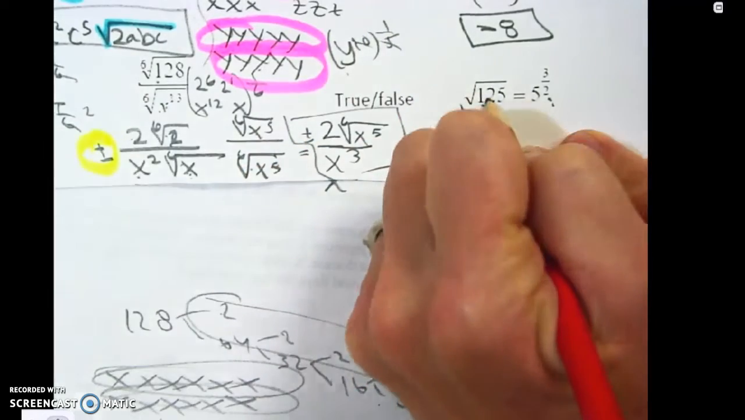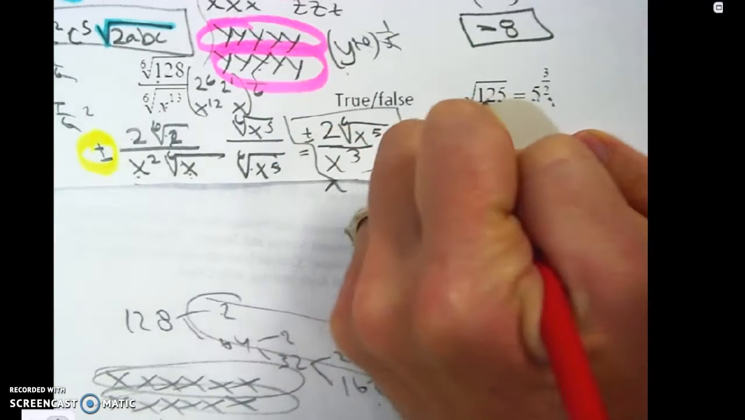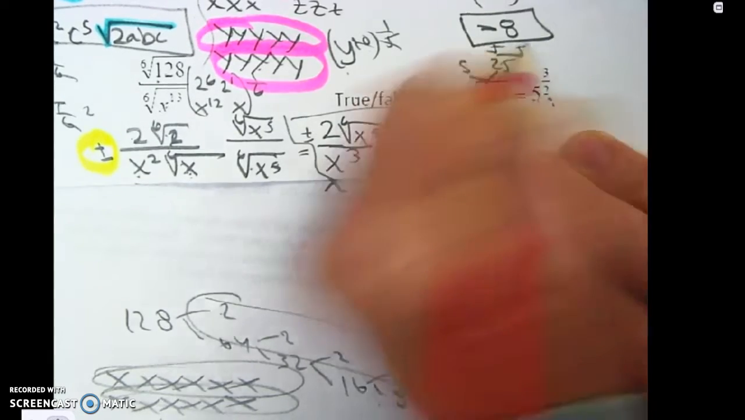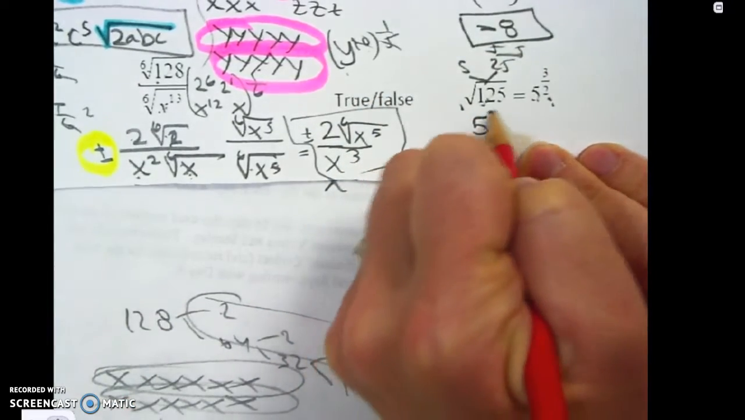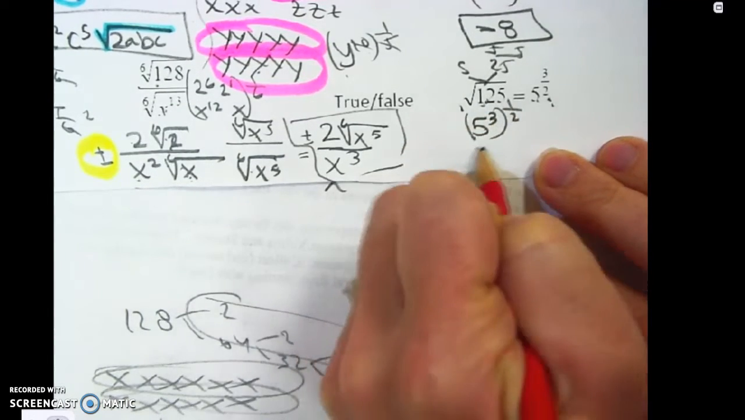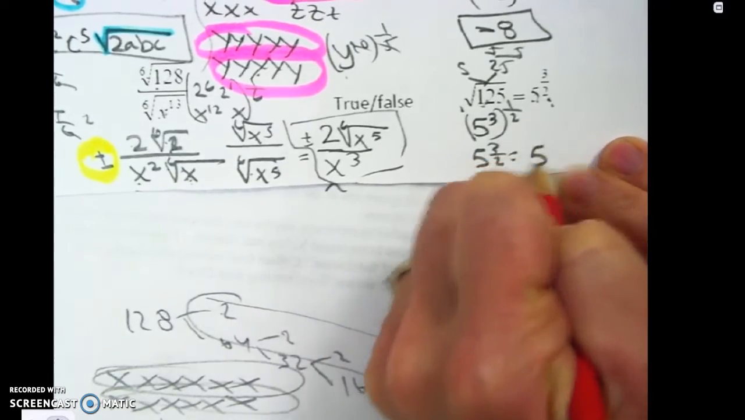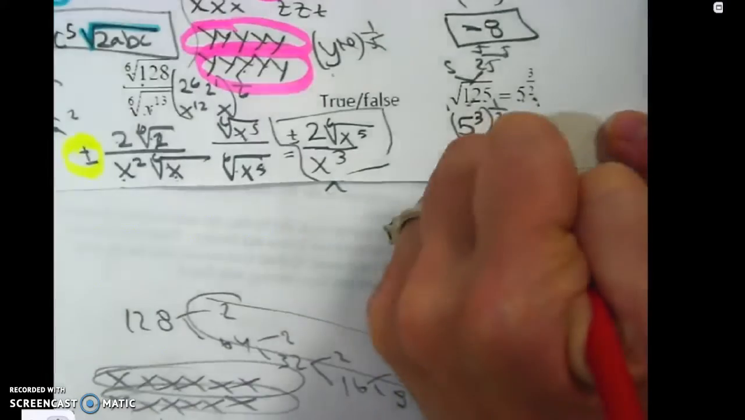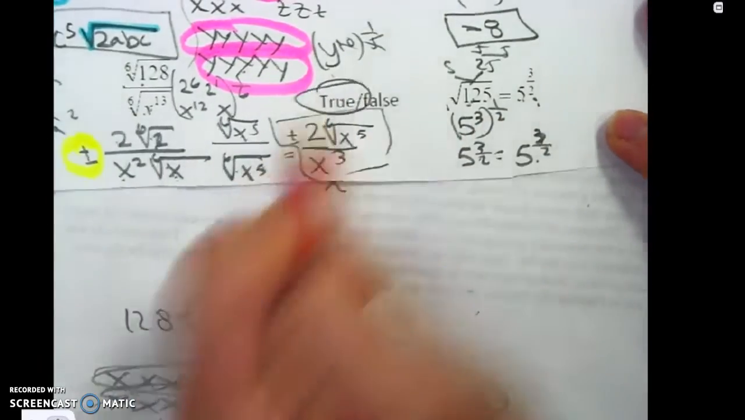So I'm going to make this look like this. So I know 125 is 5 and 25, which is 5 and 5. So this is the same as 5 cubed to the 1/2. Distribute that. 5 to the 3/2 equals 5 to the 3/2. I have shown equality. The left side looks like the right side. It's true.